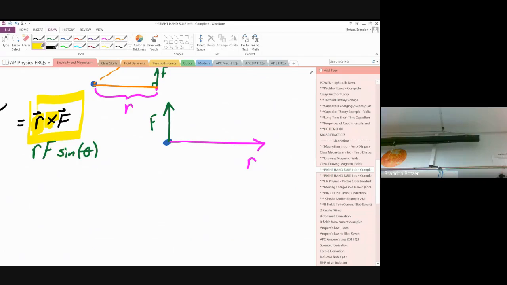Now, through the shortest angle possible, rotate these fingers to F. I could go all the way down. That's 270 degrees. Or I could much more easily go this way. See that? You're sticking out your thumb now, right? When you do this, the direction your thumb is pointing is the direction of the torque vector. That is the right-hand rule.